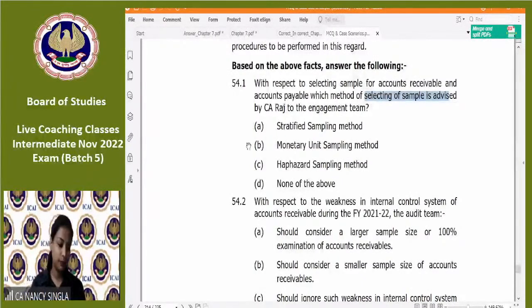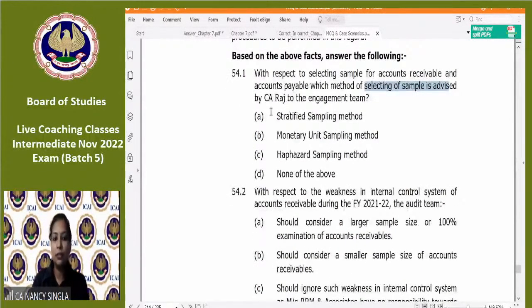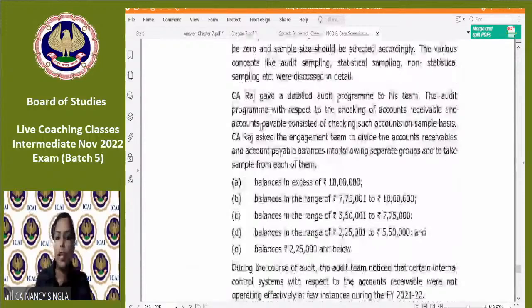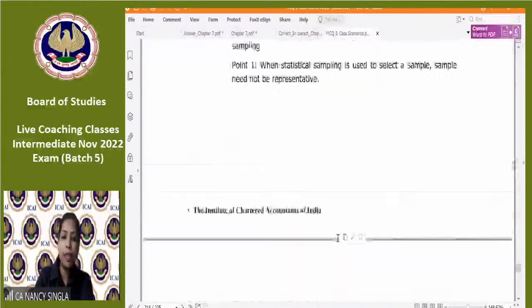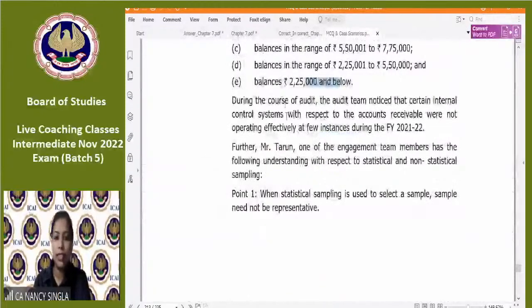Stratification किया ना? So answer is what? A. Because क्या किया, डेटा को stratify किया and then samples were selected. ठीक है? Now let us have a look at the second paragraph.